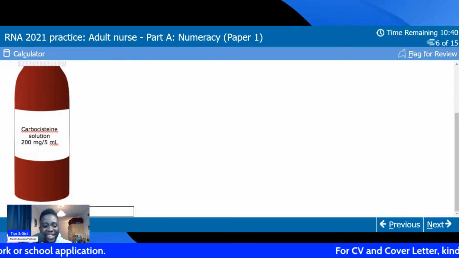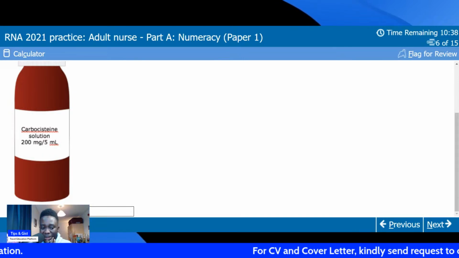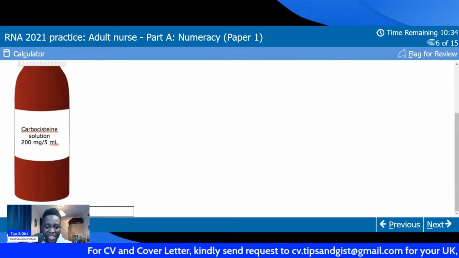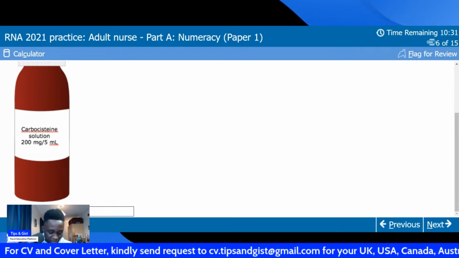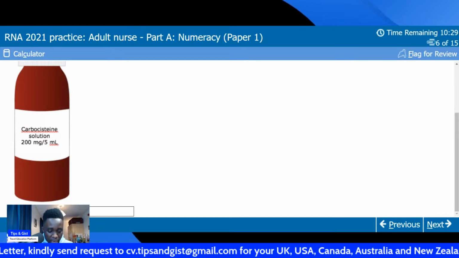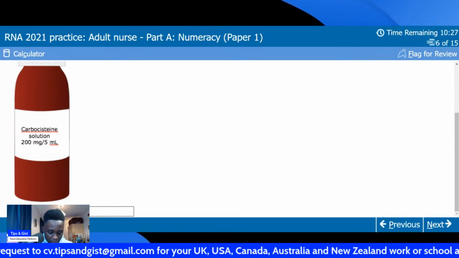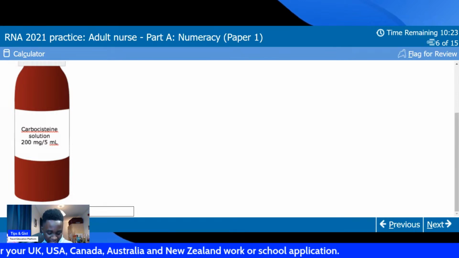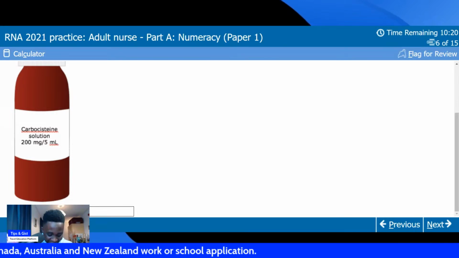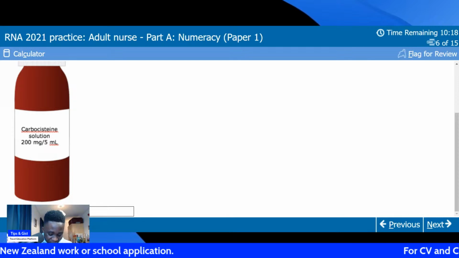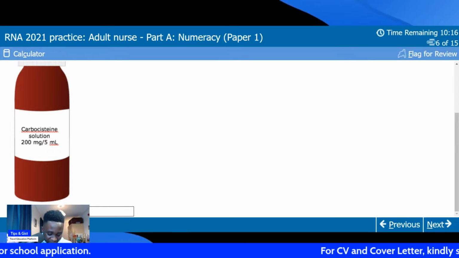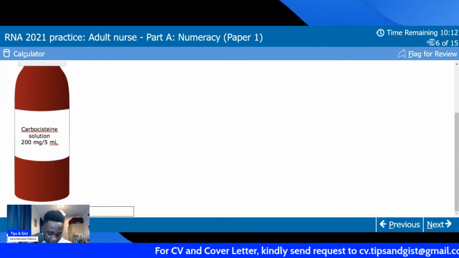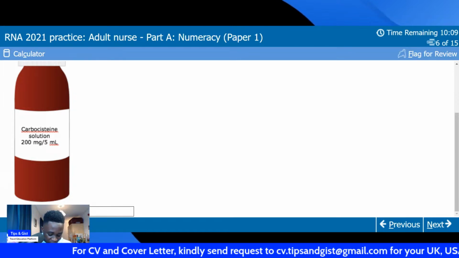3 mils or what? I said 25 mils. Sorry, 25 mils. Somebody is saying 3 mils. It's wrong. The answer should be 25. All right, so 200 equals 5 mils. So 1,000 equals X. So we get 200X equals 5,000. And then we divide by 200.